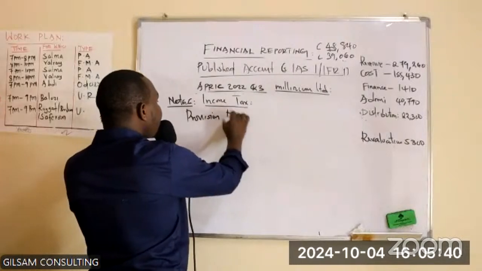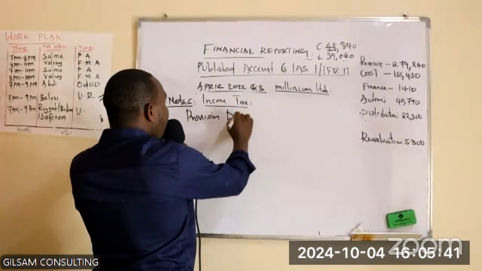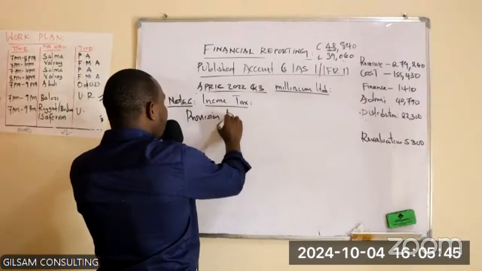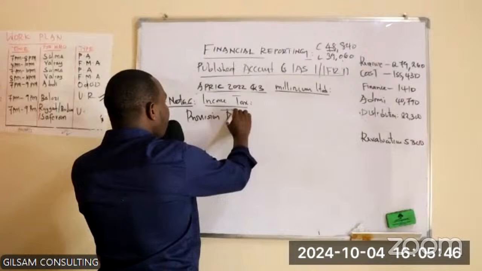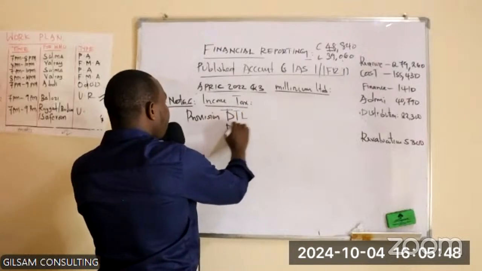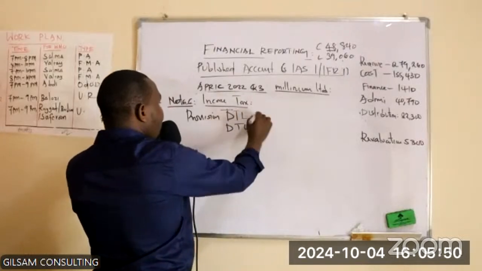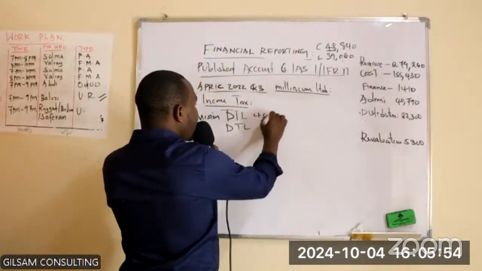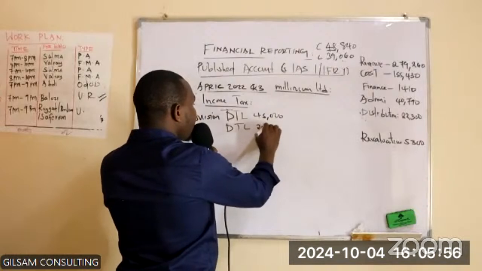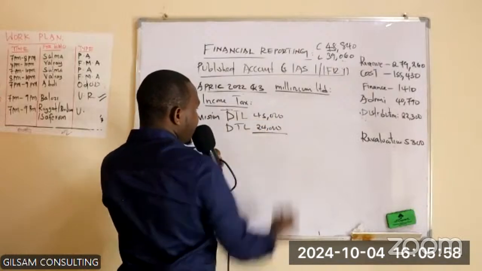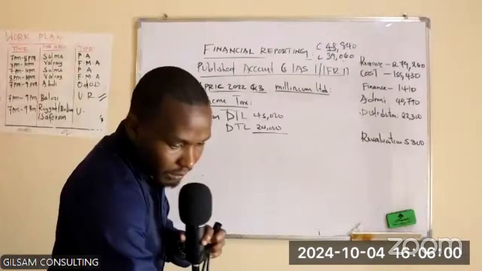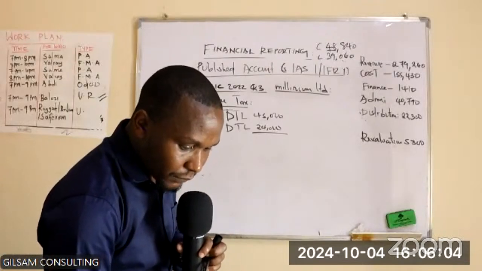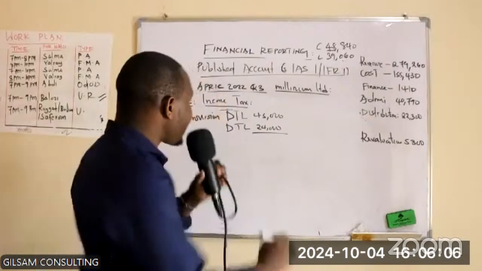So we have deductible or taxable timing different and deductible timing different. So the other one is we have 45. You will take 45,000 minus 24,000. So that one will come how much? 45 minus 24, we get 21.